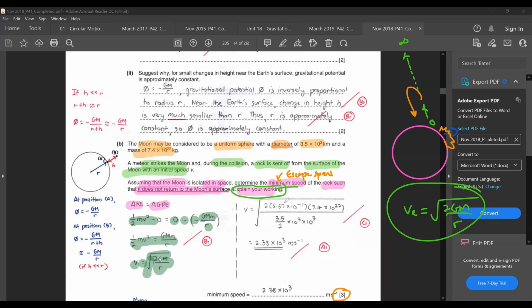From here, you just sub in the values that you know from the question. v is the square root of 2 times G times M, divided by r. Your r here is actually 3.5 divided by 2, because you are given the value of the diameter, so you need to divide by 2. And don't forget to change your units to meters. So from here, you will eventually get your answer as 2.38 times 10 to the power 3 meters per second. This is your escape speed.